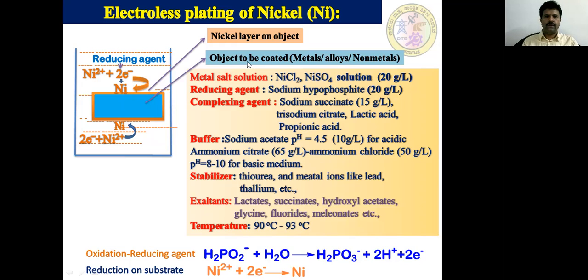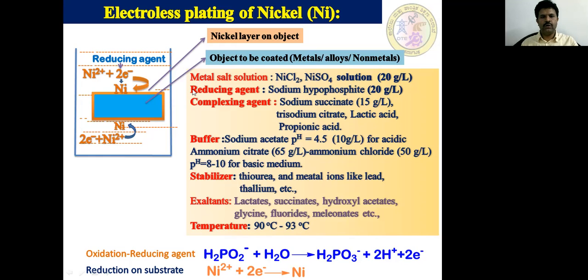So here, the object to be coated, this is the one I have taken. After all these preliminary surface preparation and surface activation, we have taken it into the electroless plating bath. And here, metal salt solution, we are coating nickel on the substrate surface. So the preferred salts are nickel chloride or nickel sulfate. The approximate concentration is like 20 grams per liter. So that salt will provide the nickel ions we want to coat on the substrate.